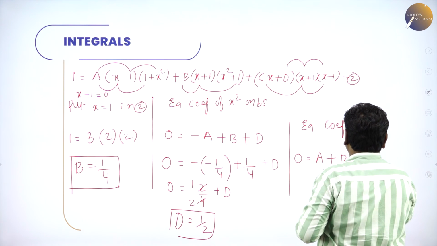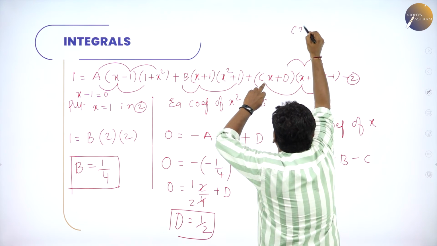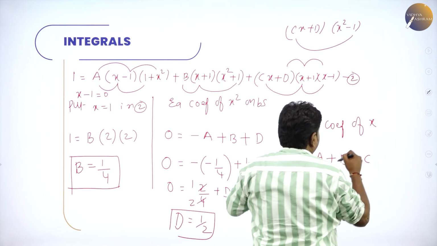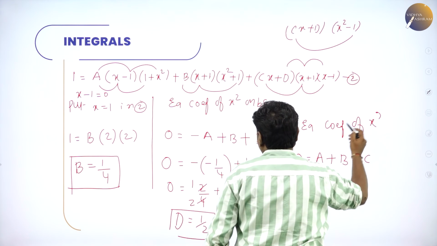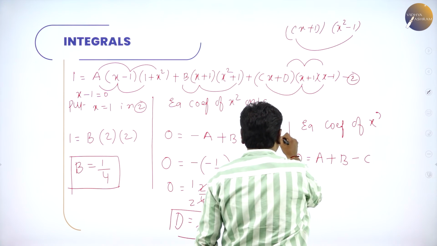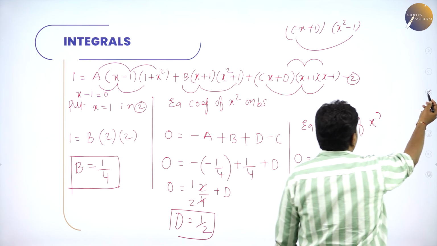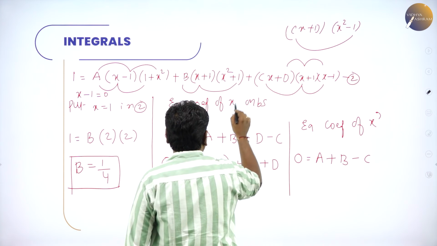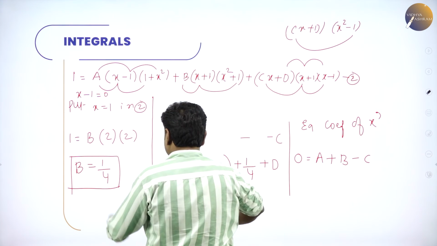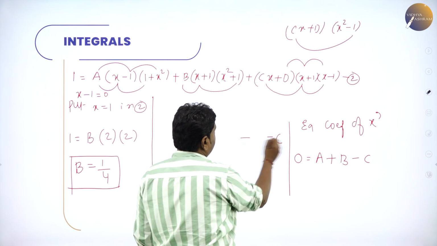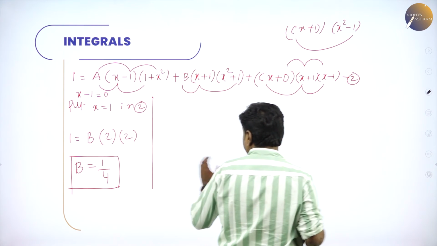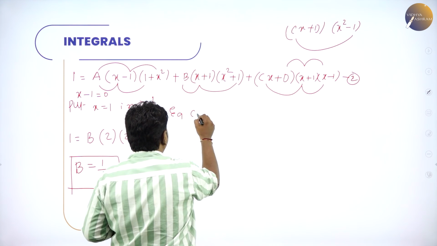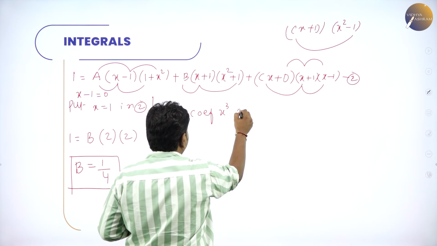RHS we have. Here c x into 1 minus c. When you multiply, minus c. This is actually c x plus d into x square minus 1. If I multiply it will become minus c. That is the coefficient of what? X square. Okay, we need to equate the highest degree term, that is x cube. After we get b, now we'll go ahead with finding c and d. In order to find c and d, equate highest degree term, coefficient of x cube on both sides.